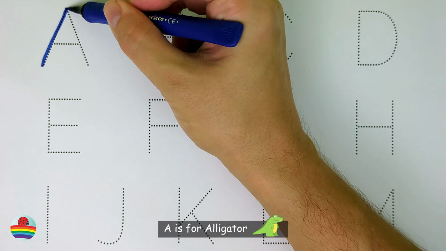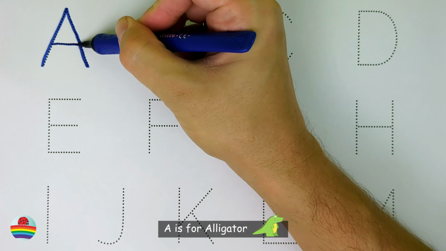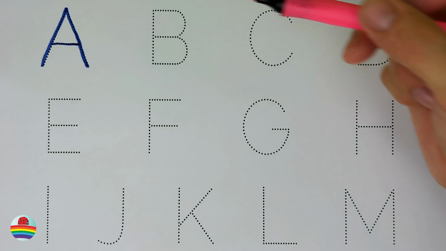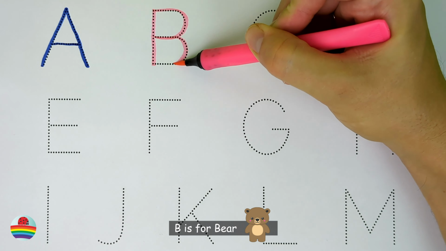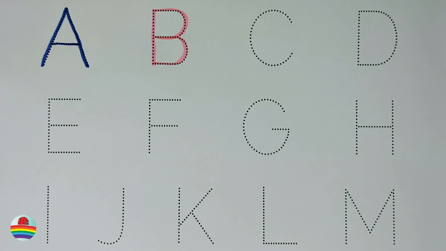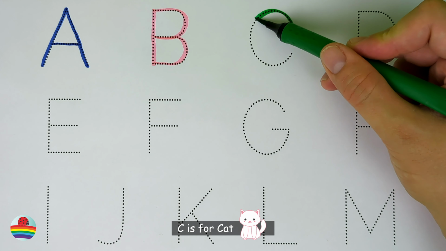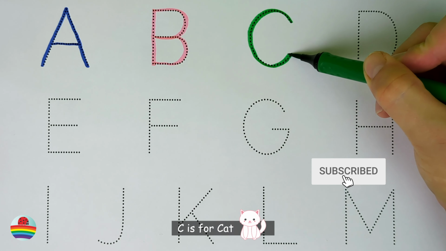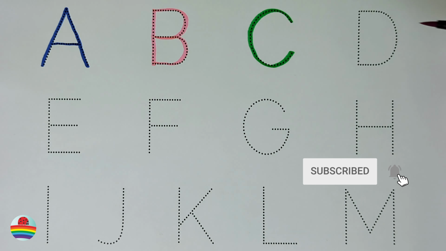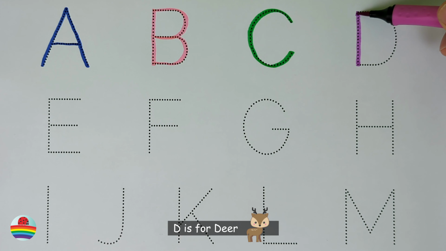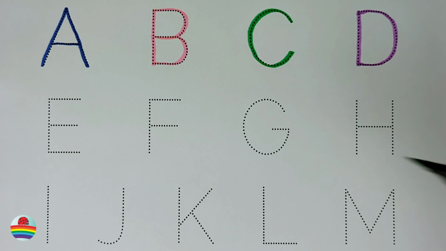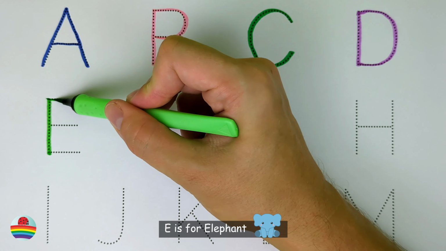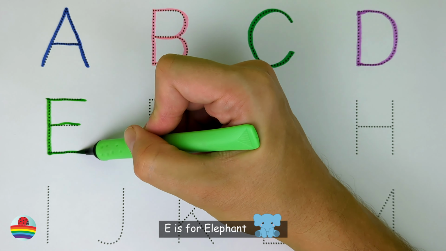A. A is for alligator. B. B is for bear. C. C is for cat. D. D is for deer. E. E is for elephant.